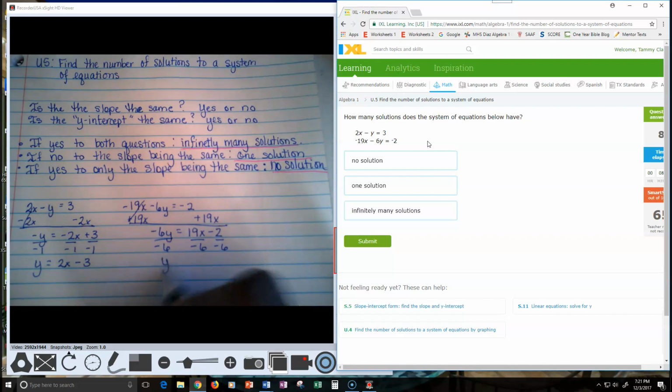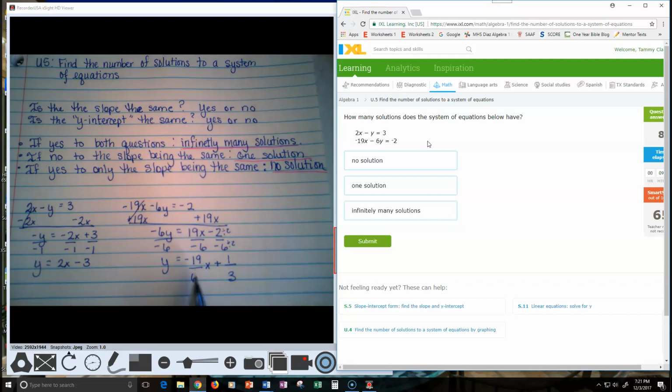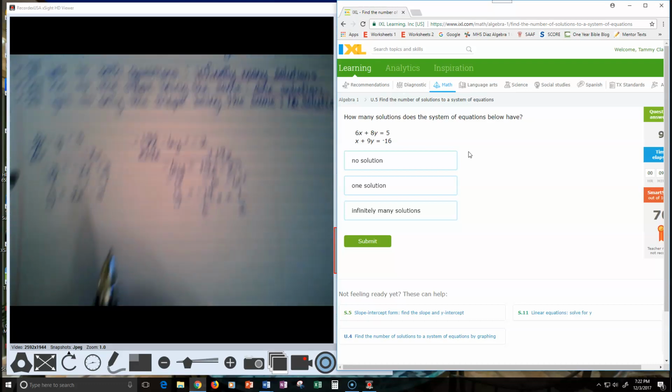And I have y is equal to, I'm going to leave it this way, negative 19 over 6 x, and then positive 1/3. And the way I got the 1/3 is I divided the numerator and the denominator by 2. So compare our slopes. Are our slopes the same? No. So it's one solution. All right, same thing. You're just going to change everything into slope-intercept form. And then you're going to answer the question. So we'll do this last one, and that'll be it for this video.